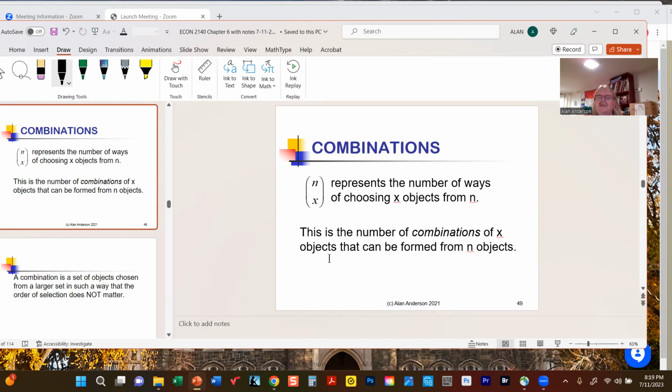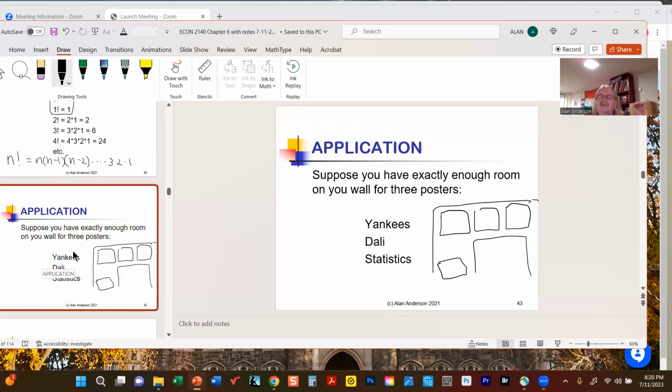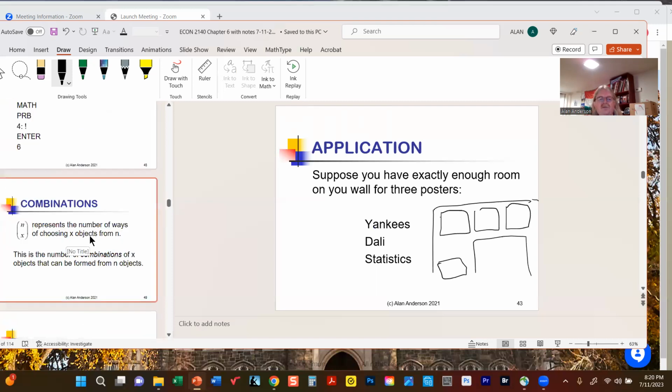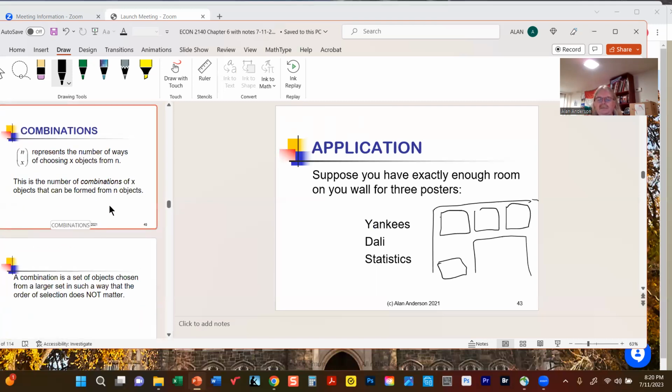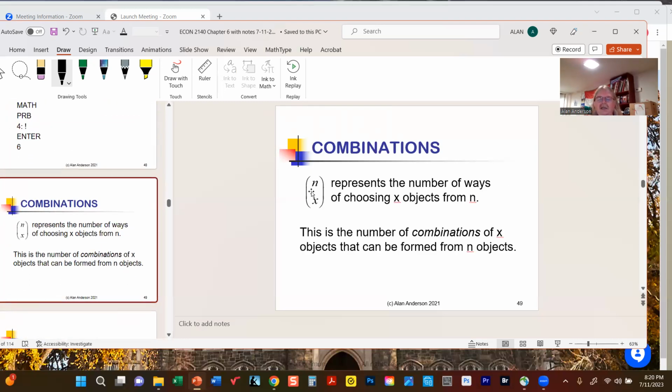Each choice in this case is known as a combination because the order in which I pick my 3 posters does not make any difference. Imagine that we did pick out of 10 posters: Yankees, Dolly, statistics. The order in which I selected them out of my group of 10 makes no difference. So each choice is referred to as a combination. And that formula that we saw tells me how many combinations I can create when I choose x objects out of n. So it's a formula for calculating combinations.